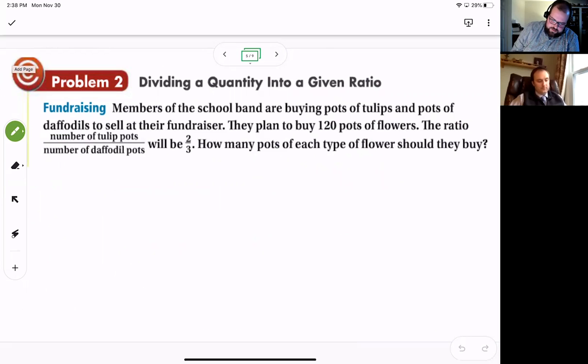So looking at this, we've got a school band. They're buying tulips and daffodils to sell at their fundraiser, and they buy 120 pots of flowers total. The ratio of the tulip pots to daffodil pots, which I'm just going to call tulips to daffodils because it's way shorter to say, will be 2 to 3. How many pots of each type of flower should they buy?